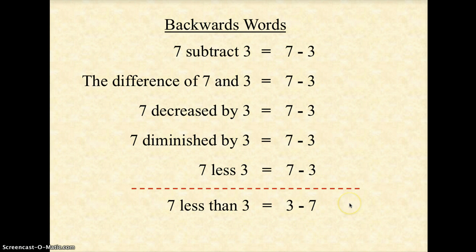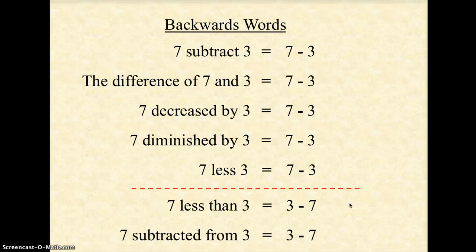Now here in subtraction, you need to be really exact because the order does matter. The answer is different depending on which number is in front. So you have to be careful with subtraction. Okay. The other one is 7 subtracted from 3. This is also written backwards. So then you will have 3 minus 7.